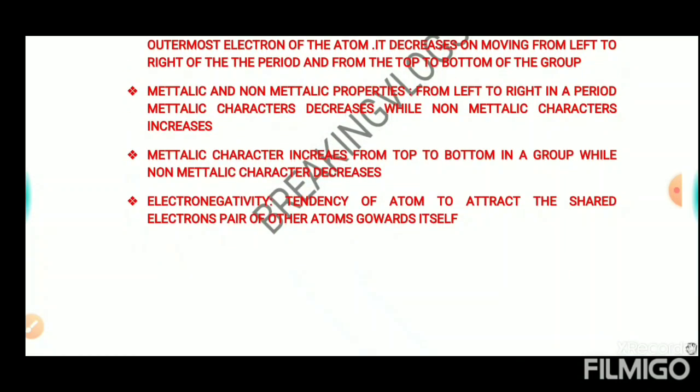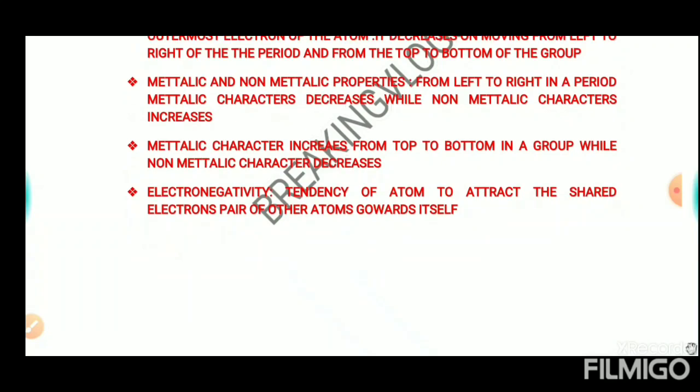Metallic and non-metallic properties. From left to right in a period, metallic character decreases while non-metallic character increases. When we move from left to right in the periodic table, in periods, the metallic character decreases. At the same time, the non-metallic character of the elements increases. Metallic character increases from top to bottom in a group, while the non-metallic character of an element decreases. This is vice versa of the above.